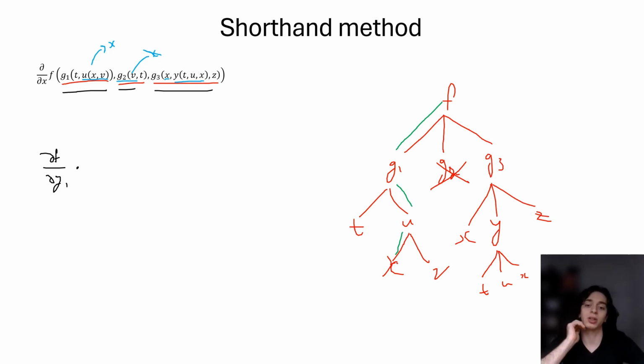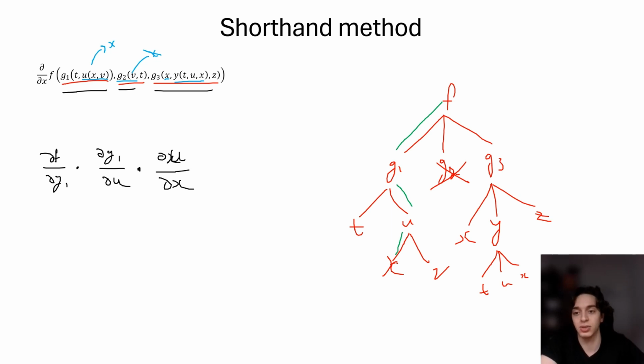We're going to have g1 to u, that's going to be ∂g1/∂u. And what input is this function going to take? In a similar vein to f, it's going to take whatever g1 was taking, so t and then u, where u takes x and v. Let's keep going, u to x. This is the last path from u to x. That gives us ∂u/∂x, and this is going to take whatever u is taking, which is x and v.